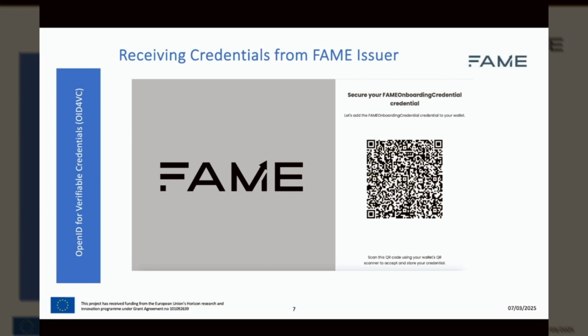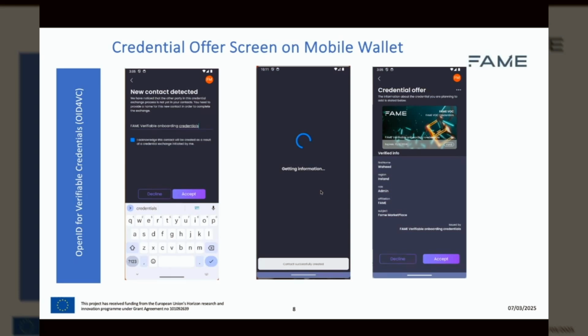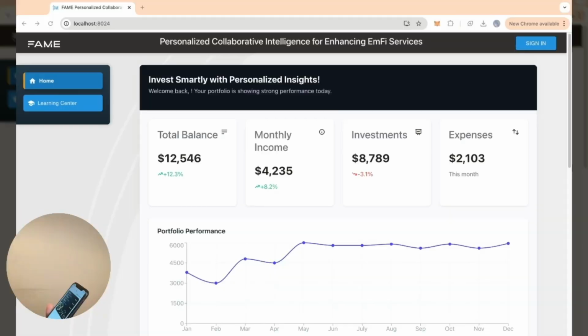After scanning the QR code with the FAME identity wallet, in the mobile wallet it navigates to the next screen saying a new contact is detected, so the user can verify it and accept it. When accepting it, the mobile wallet will communicate with our AI backend service and get the information. In the next screen you can see the details fetched from the AI service, like user name or nickname or region.